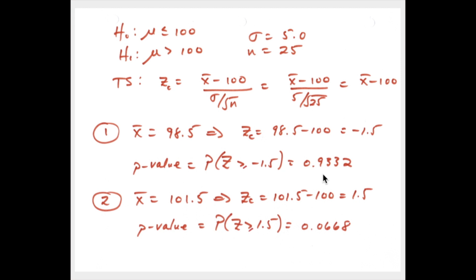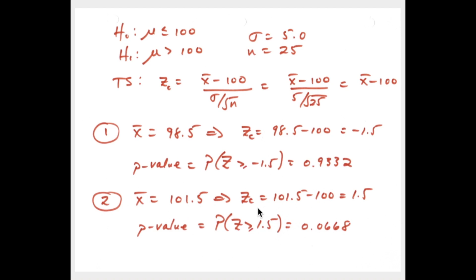Now, how do we interpret this? How do we use it? Remember that we reject the null hypothesis if and only if the p-value is less than or equal to the significance level. The significance level we're using in this test is 5%. Since 0.9332 is not less than or equal to 0.05, we would fail to reject in this first case. Now let's see what would happen if x bar is equal to 101.5.